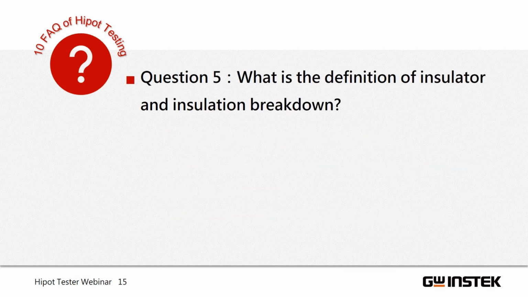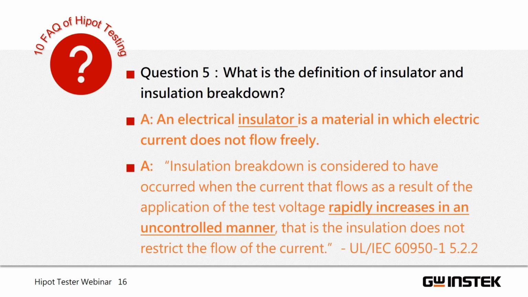Question 5. What is the definition of insulator and insulation breakdown? This question seems simple, but it is worthy and necessary to dig into this topic. According to the definition of Wikipedia, an electrical insulator is a material in which electric current does not flow freely. This definition is simple and clear. But what is insulation breakdown? This question is not often discussed, and most people may not be able to respond to it promptly.